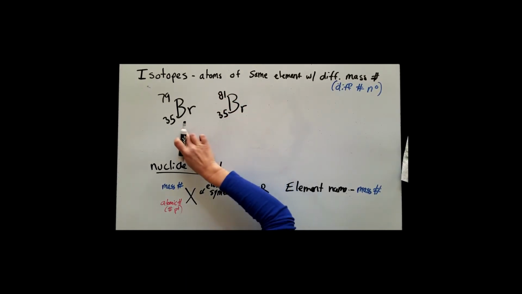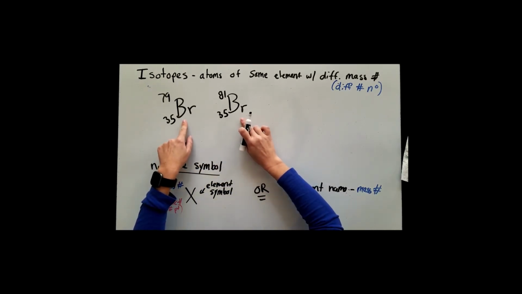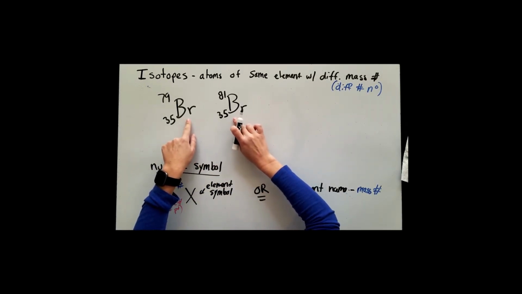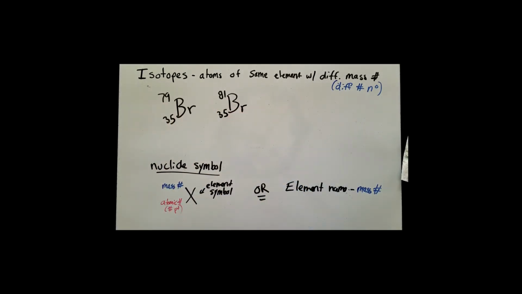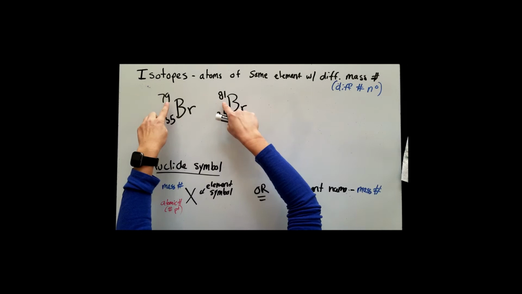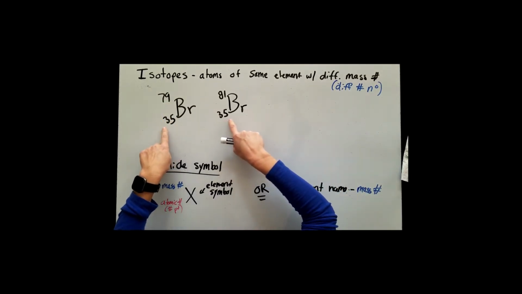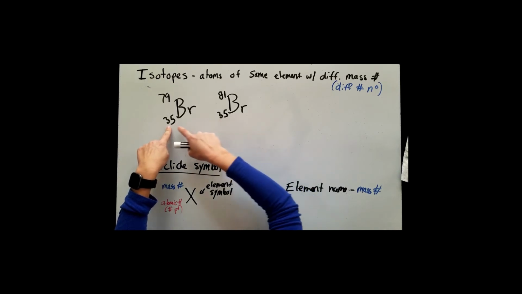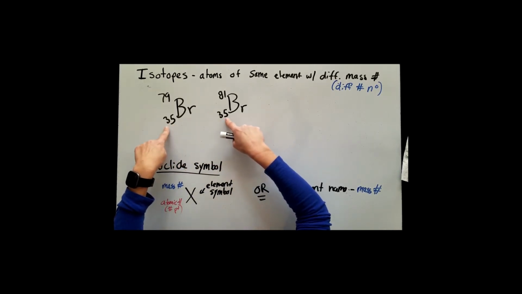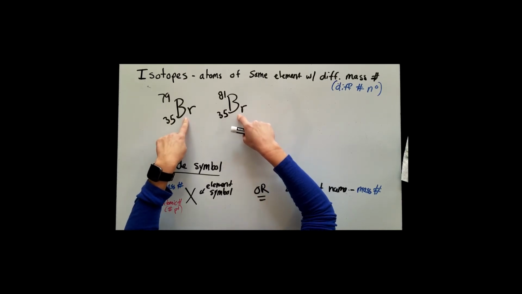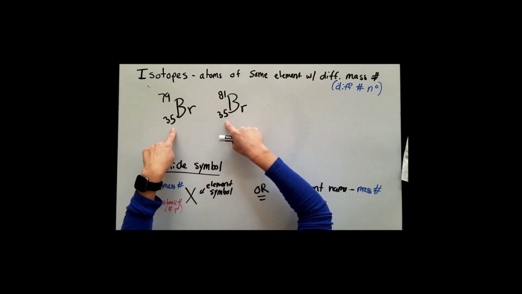So these are two isotopes because they are both atoms of the same element, because they're both representing bromine, and their mass numbers, this number in the upper left-hand corner, are different. And the reason those mass numbers are different is because they have a different number of neutrons. So notice this bottom number, the atomic number, is the same in both isotopes. The reason the atomic number is the same is because the atomic number represents the number of protons. And the number of protons defines the element itself.